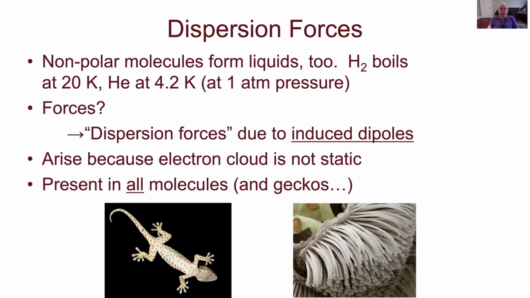These forces are what are known as dispersion forces, and they're due to what are called induced dipoles or transient dipoles. These arise because the electron cloud in a molecule doesn't just sit in one place, right? It's kind of drifting around. We say that on average, the electrons are evenly distributed, but that doesn't mean they're always evenly distributed. And I'll talk about that momentarily.